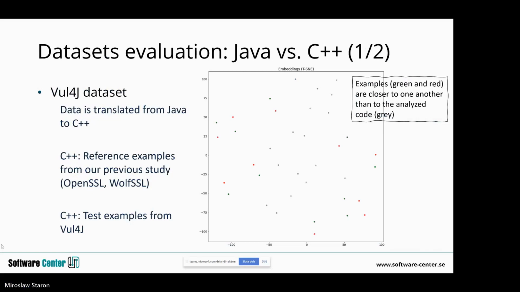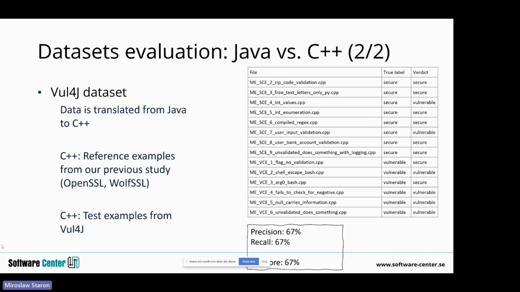So what happened in that data set, for example, is that when we put our reference code, mix it with those examples, the examples of vulnerable and non-vulnerable code are always the closest one to one another, whereas the other examples are spread all over the place. So that basically means that the data set wasn't really very good for that. And if we look at precision and recall, they were actually quite bad. For the binary classification, we only got about 67%.